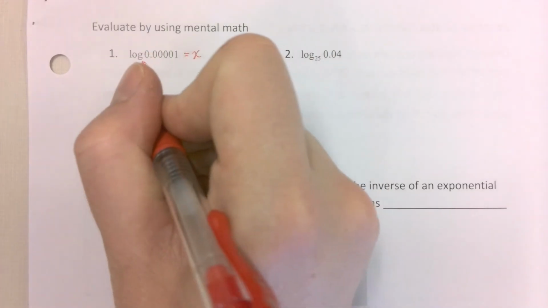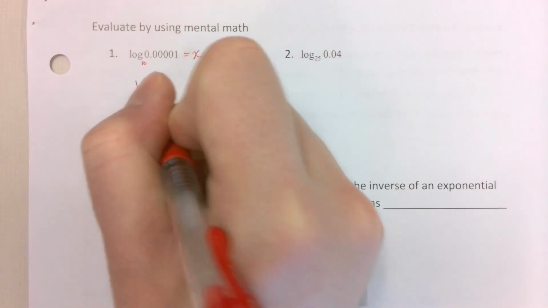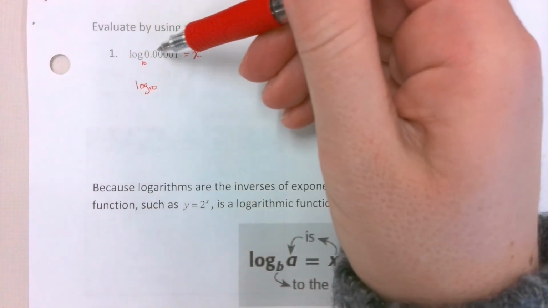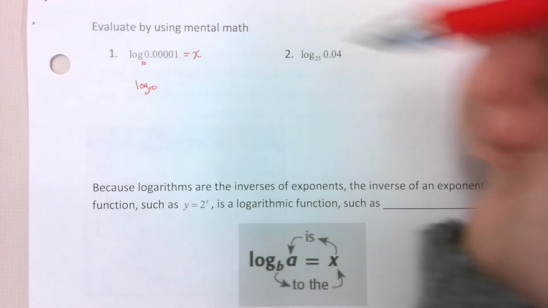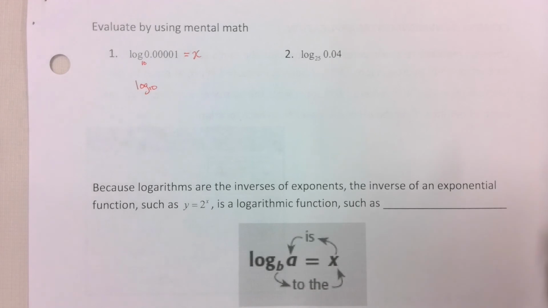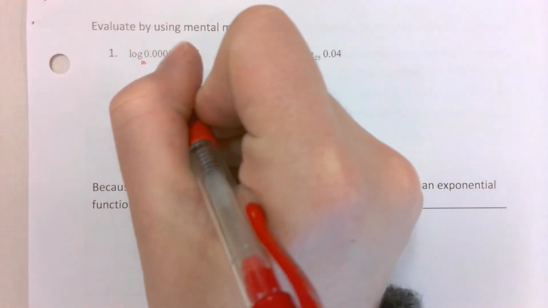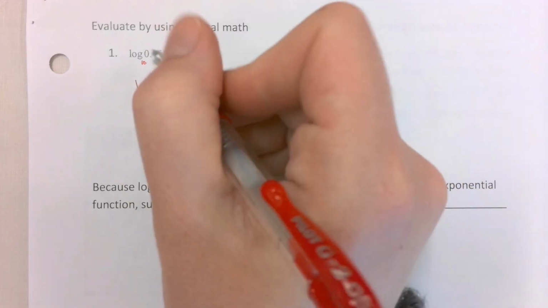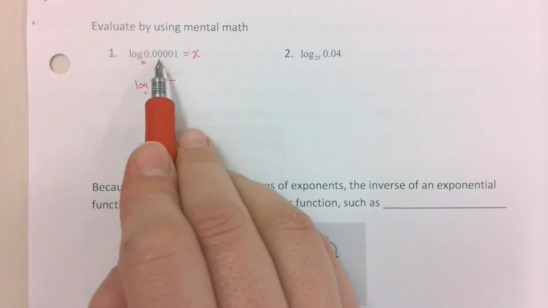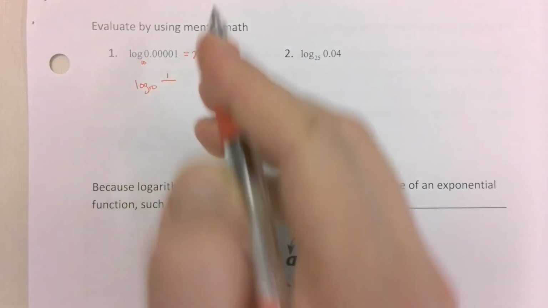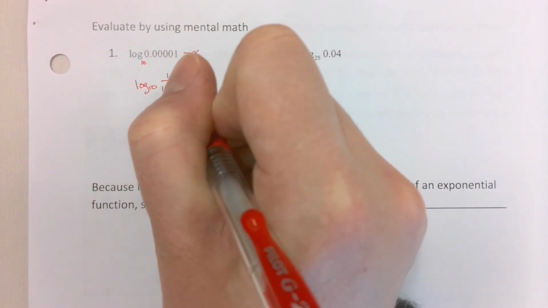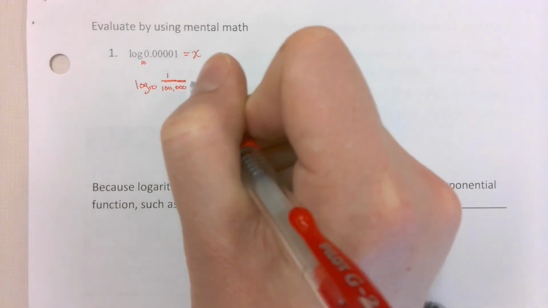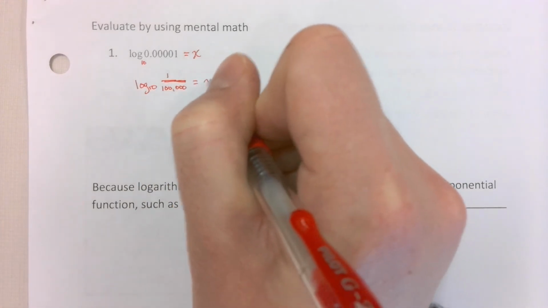So let's rewrite this. This is really log base 10, and let's do the fraction. So 10th, 100th, 1000th, 10,000th, 100,000th. So this is really the same as 1 over 10 to some power. And so we had, again, 10th, 100th, 1000th, 10,000th, 100,000th. So it's 1 over 100,000. And that's helpful here in a minute. And that's still equal to x.